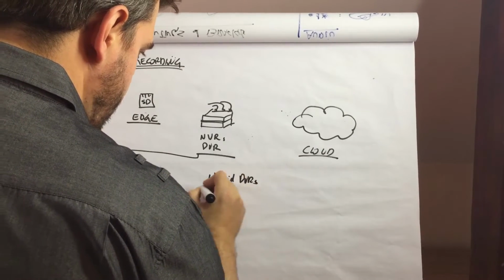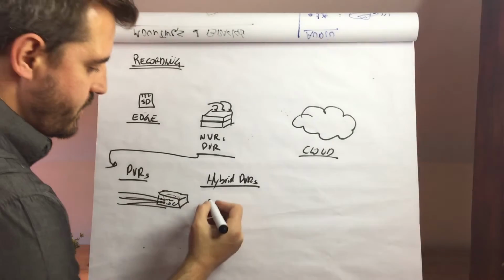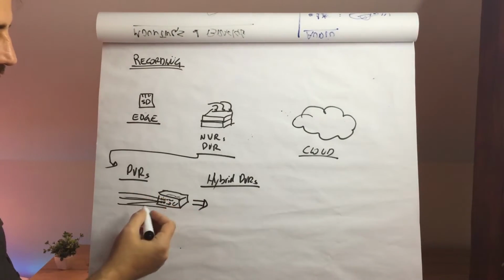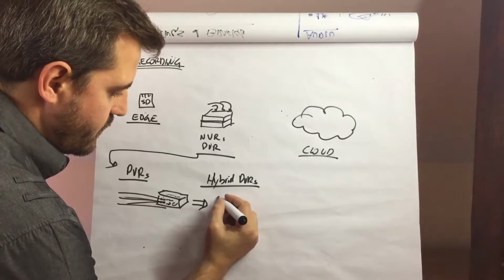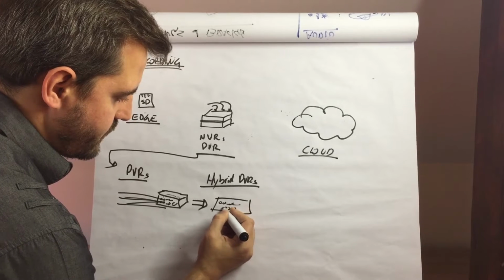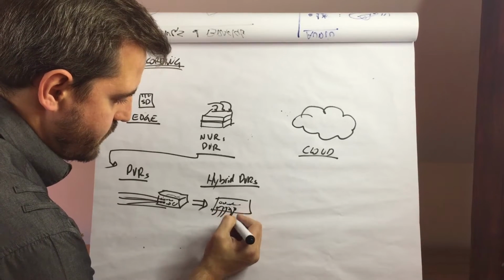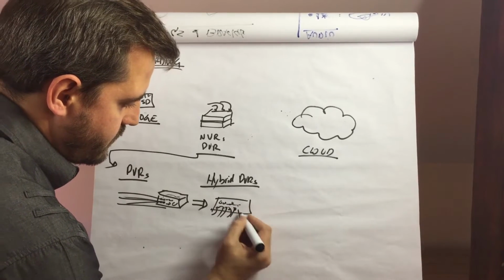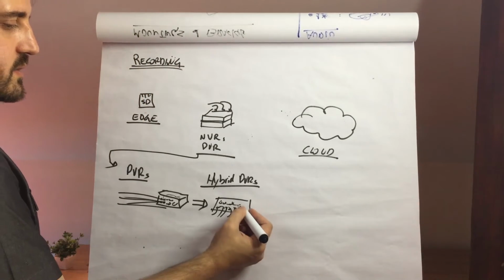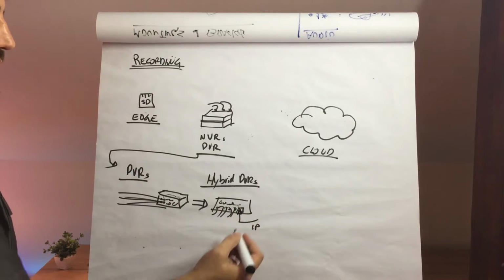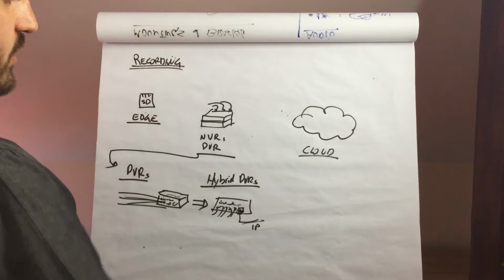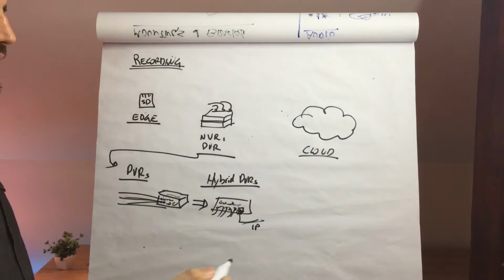So DVRs, we have hybrid DVRs as well. A hybrid DVR is basically the same as a DVR, but it will be able to handle IP cameras. So we will still have the coax inputs, but you'll be able to handle IP cameras as well. So we have an Ethernet port that will be able to connect to the network, and you can grab a few IP cameras.